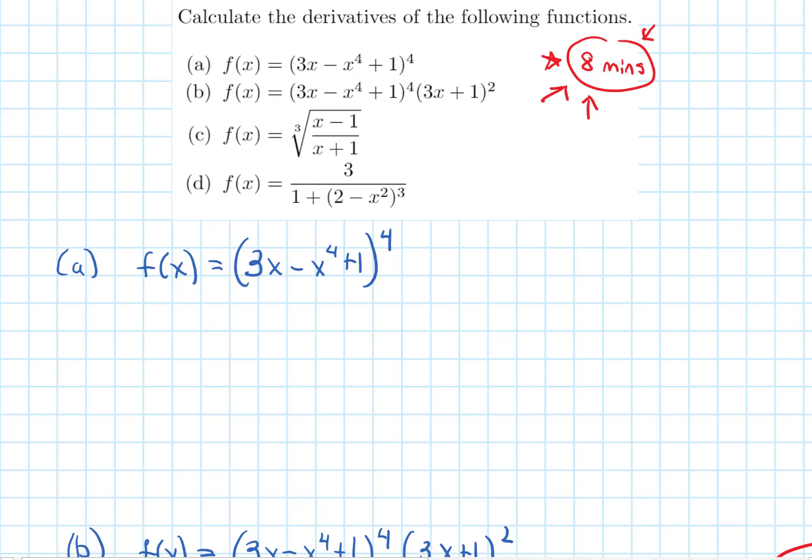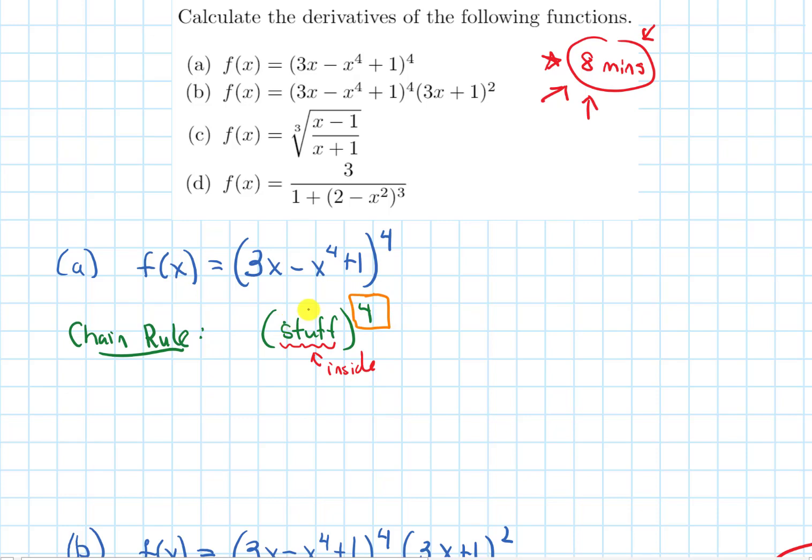Okay, so looking at this function, I noticed that what we have is, instead of just having like x to the 4th, we have some stuff to the 4th power. Okay, and this is going to involve the chain rule because it involves some inside function being plugged into some outside function. In this case, the stuff is what's getting plugged in, and it's getting plugged into like this 4th power function.